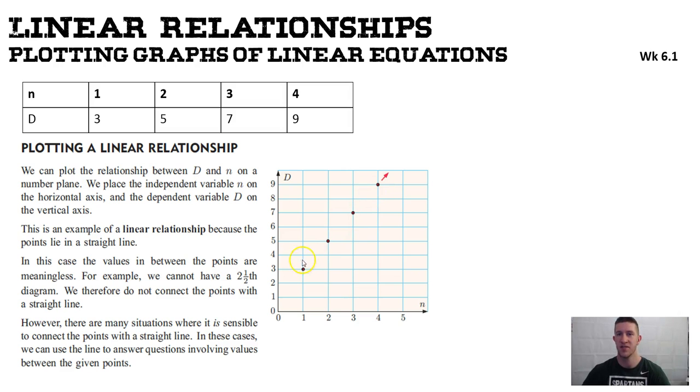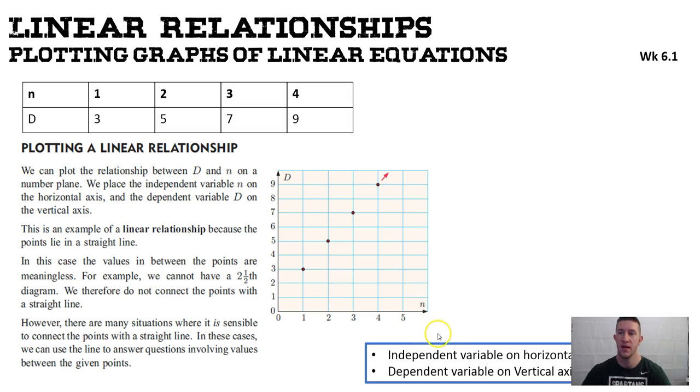So I can see by this graph that I could take my ruler and put it along all these points, and they would all lie perfectly on the edge of the ruler. So it makes a straight line. The fact that I've plotted these points and it gives me a straight line tells me that this is a linear relationship. Just to sum up, the independent variable is always on the horizontal axis and the dependent variable is on the vertical axis. We're going to talk a little bit about dependent and independent in just a second.